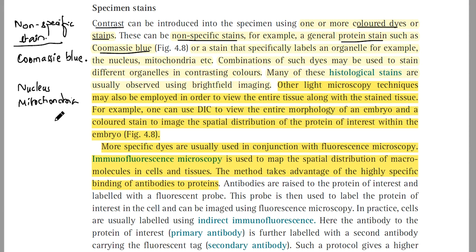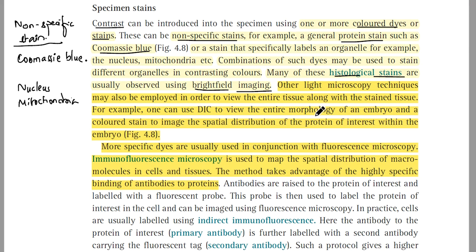And these contrasting colors which are added to the cell, these histological stains, histological stains here meaning they are giving colors to the different parts of the cells, can be observed using bright field imaging or bright field microscopy. Clear?